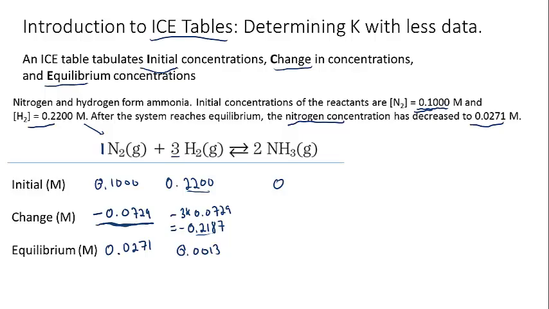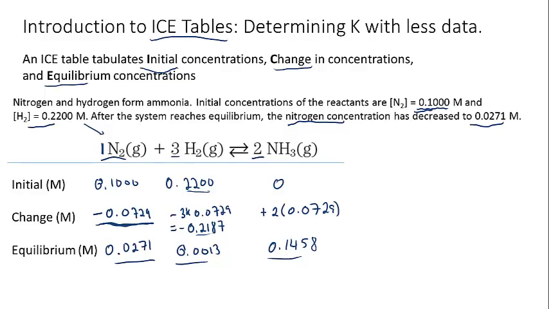Now we also know that 1 mole of nitrogen reacting creates 2 moles of ammonia. So our change in ammonia is going to be 2 times 0.0729, and it's going to be a plus because we're making ammonia, and that gives us a concentration of ammonia at equilibrium of 0.1458. So now we know our equilibrium concentrations of all 3 species, and we're back to where we were at the beginning of the last problem.